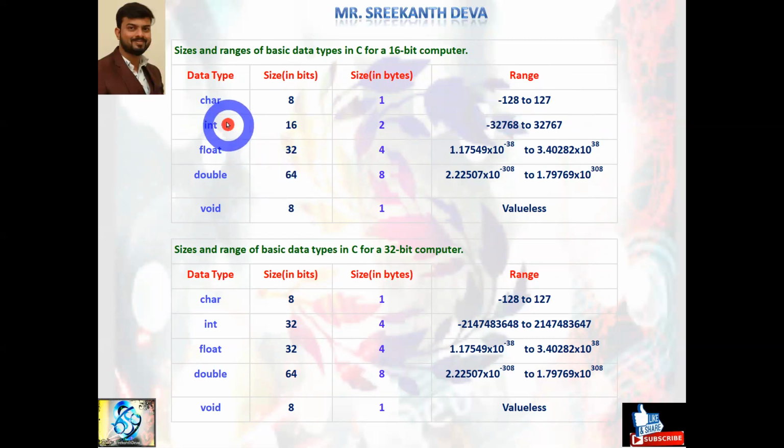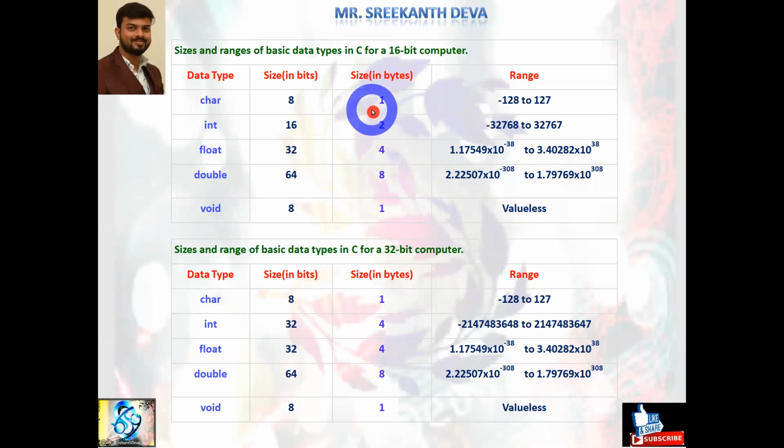Next, int is a keyword. It represents integral data types. Size allocates 16 bits in a 16-bit computer machine. It allocates 2 bytes. 16 bits represents 2 bytes of memory. The range is minus 32,768 to 32,767. So if I want to store more than 32,000, then int won't support. Int can support up to 32,767 positive numbers only. If I want to store a value more than that, then we go with the next data type called long type. Okay.